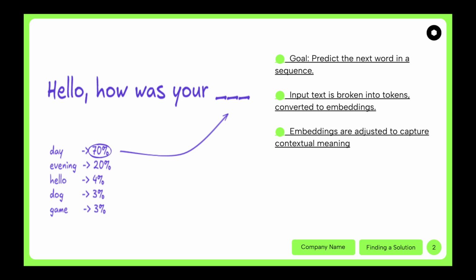So the big picture of the Transformers is that the primary goal of a transformer is to predict the next word in a sequence. First, the input is broken down into smaller units called tokens. These can be actual words, these can be parts of words, punctuation. The point is that they are small chunks of text.